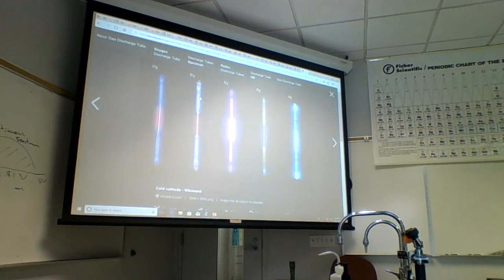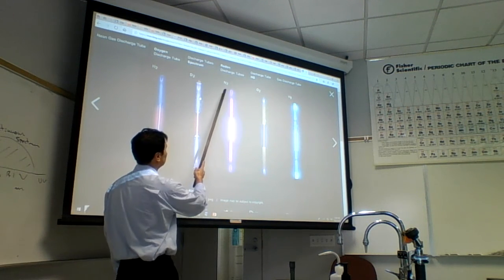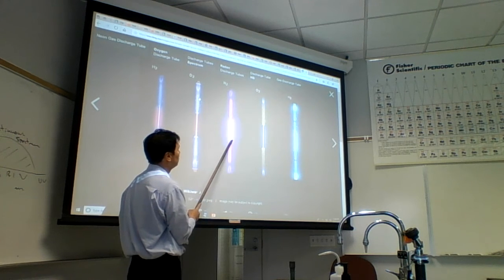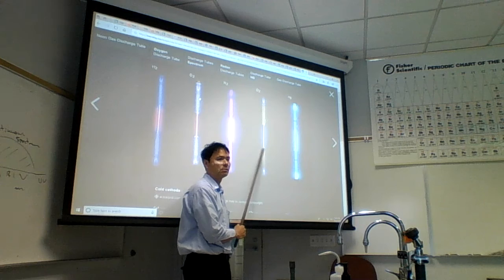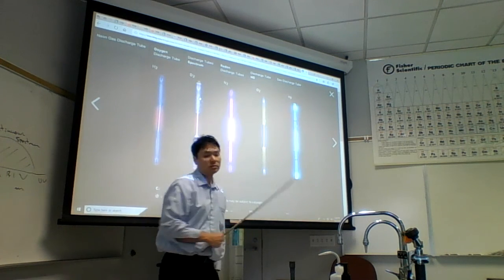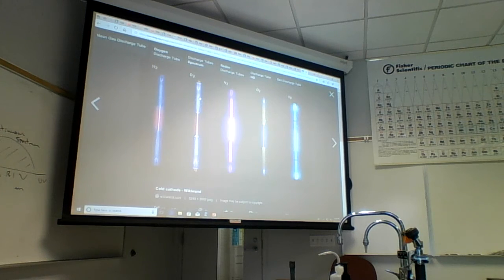For example, if we made a light bulb out of nitrogen, out of oxygen, out of mercury, these are the colors that would result. And those colors are totally different because they consist of different lines in the spectrum.